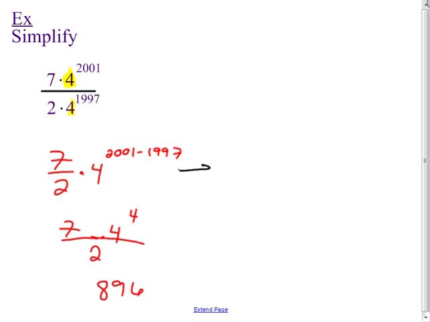Again, you could have left them as 2 separate fractions. That's 7/2 times 4 to the 4th. 7/2 is 3.5. Multiplied by 4 to the 4th also gives you 896. Whichever way you feel comfortable with is fine. This is a fairly large number. You're definitely going to be using your calculator along the way for those.